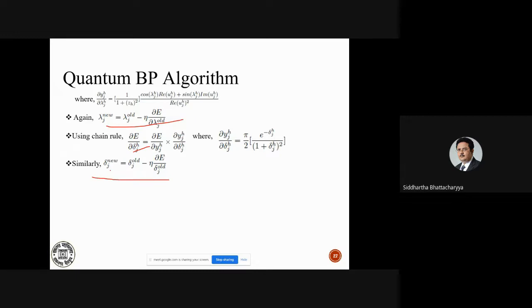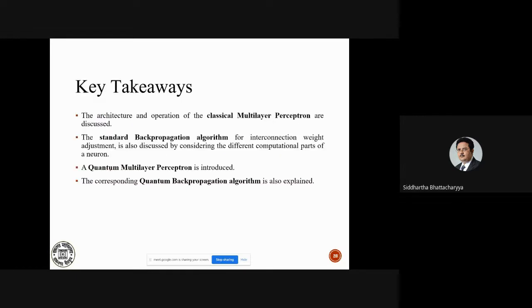But just to sum up the entire thing, what are the key takeaways from this lecture? First of all, we have discussed the operation and the architecture of a classical multilayer perceptron with some physical understanding of the physics going on inside, which is not generally taught or given in any book. And then we discussed the standard backpropagation algorithm, considering different computational parts of the neuron. Four compartments, which we already discussed: one housing the summed up product, another the derivative of the summed up product, one housing the error, another the derivative of the error. And then you envisage the quantum multilayer perceptron by forming a quantum neuron model.